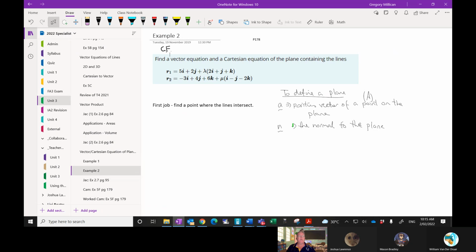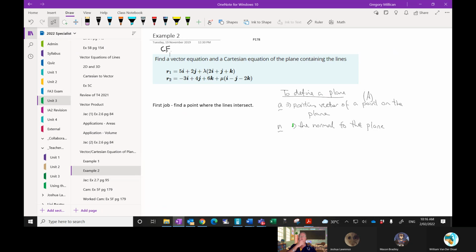I'll give you a chance to have a quick look at it first. Find a vector equation and a Cartesian equation of the plane containing the lines r1 and r2. So those are two lines on a plane. In order to define a plane, we need two things: we need a point and we need a normal. And at the moment, we don't have either of those things.